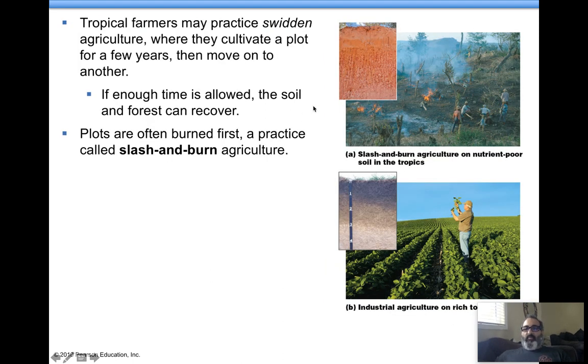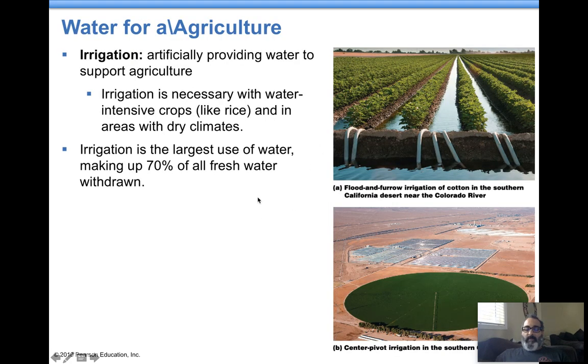Swidden agriculture is where they cultivate a plot of land and then they move over to another plot of land. And the hope is that it can recover. It's not always the case. These are third world countries. They're destroying land. How do they clear the land? They slash and burn usually. That's usually what they do. And we'll stop there.